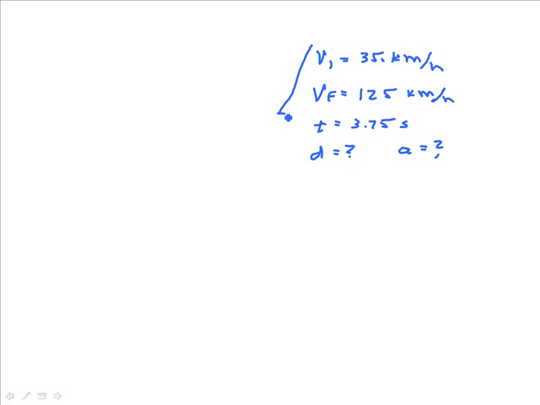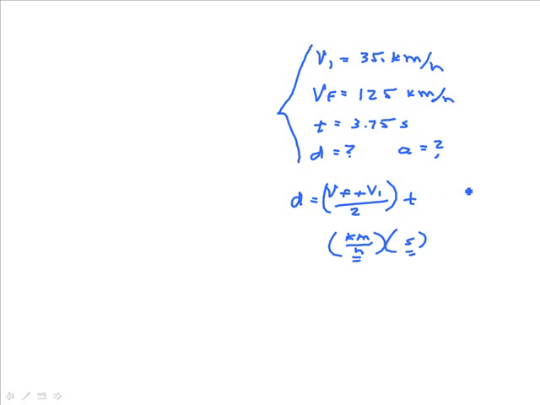Now, using these four, we have a nice simple equation that's already set up for us. That is, d is equal to (Vf plus Vi) over 2 times t. Unfortunately, we have velocity in kilometers per hour, and we have time in seconds. These units don't actually cancel properly, so what we should do is convert these kilometers per hour units into meters per second. The way to do that is divide by 3.6. And so you get a new initial velocity and final velocity.